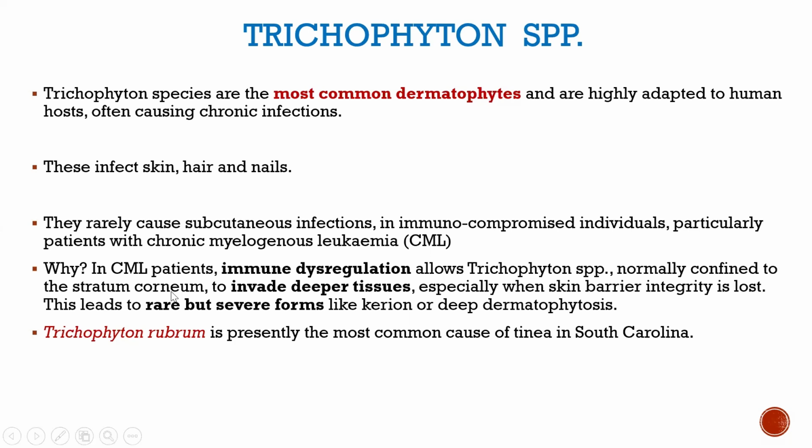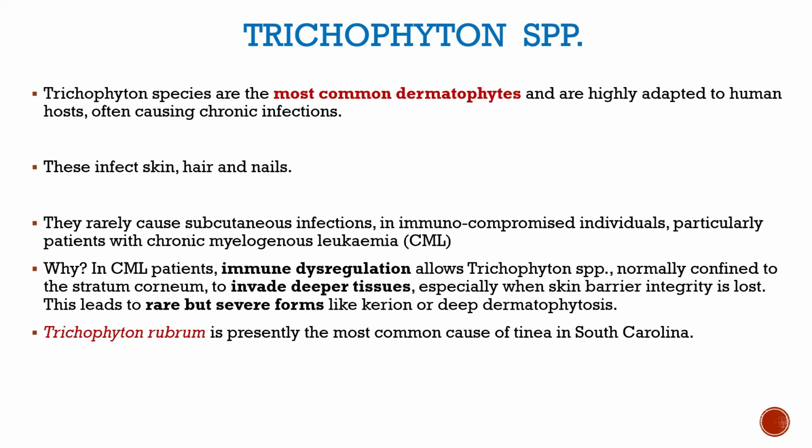Like in patients with CML, the immune dysregulation allows the Trichophyton species, which normally confine to the stratum corneum, to invade deeper tissues, especially when skin barrier integrity is lost. This leads to rare but severe forms like Majocchi granuloma or deep dermatophytosis.